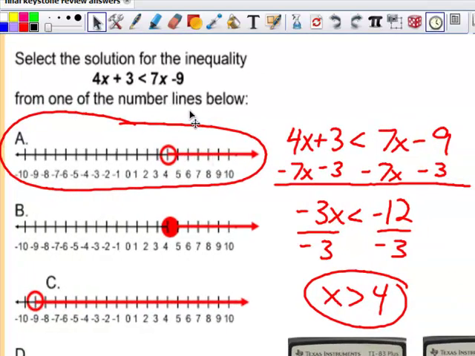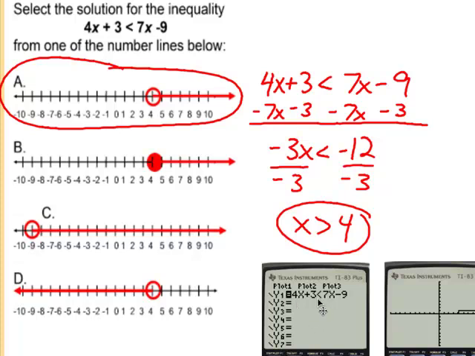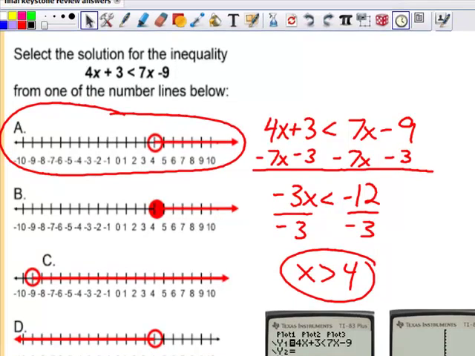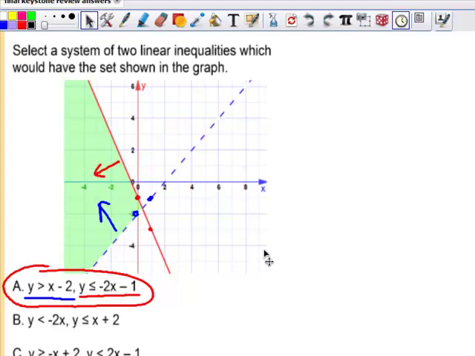Here's another problem that every algebra student should be able to do very easily, and that's to solve a multi-step inequality or an equation. In this case, an inequality. Got my x's on the left, number on the other. When I divided by -3, I had to reverse the sign, so x is greater than 4. Yes, there is a way to do this on a calculator, but every student should know how to solve a multi-step equation and inequality.